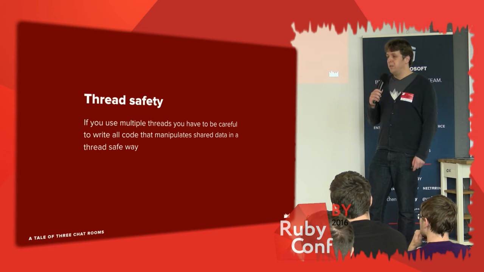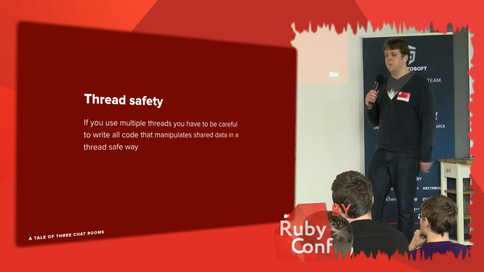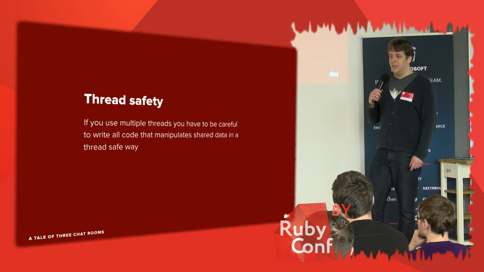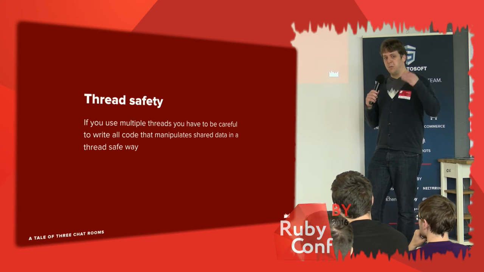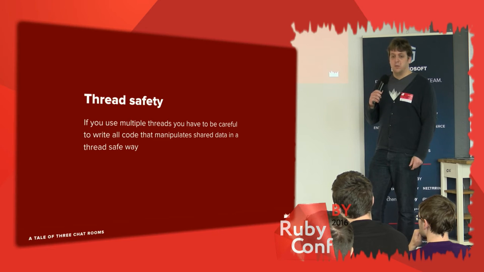And of course, you have to think about thread safety. So if you would not have a mutex in this example, and you would have a pretty high volume of people chatting, then people will probably miss messages, or the ordering will be wrong, and that will be very hard to debug problems.